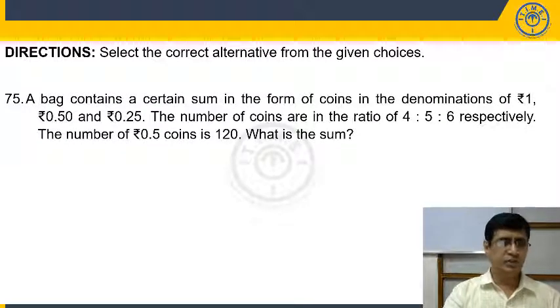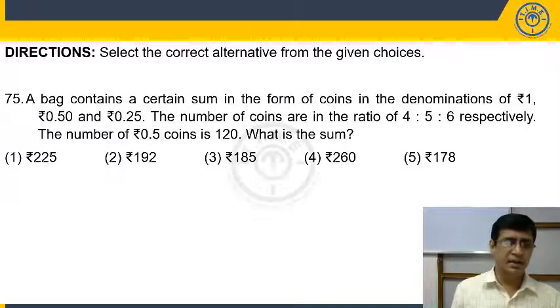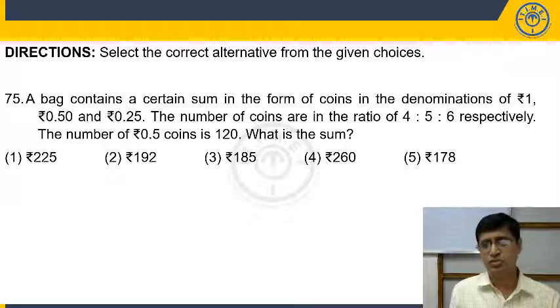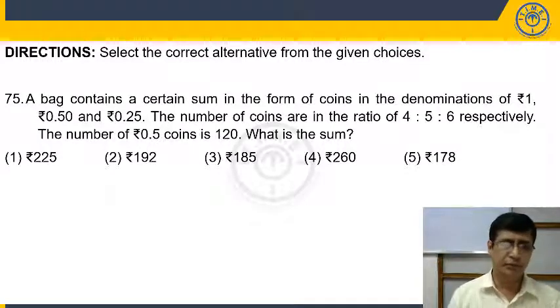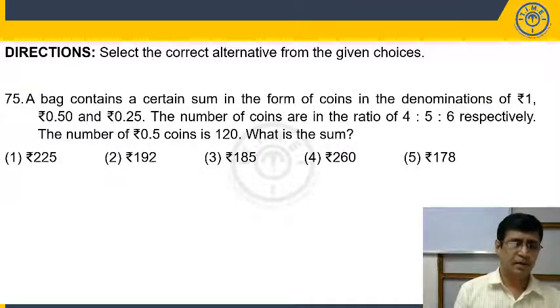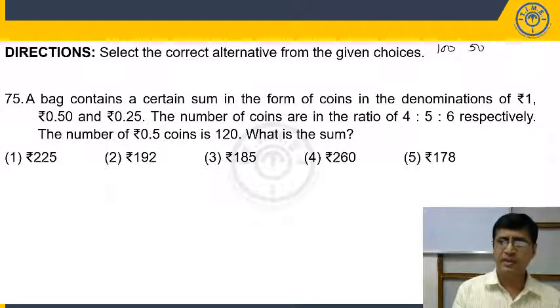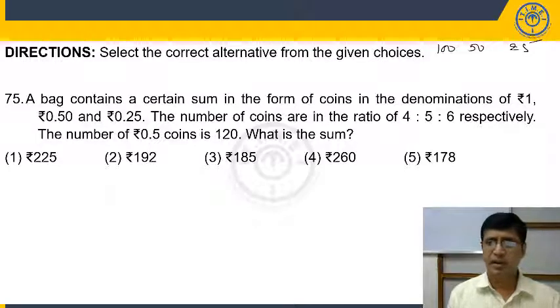Look at the next example on your screen. A bag contains a certain sum in the form of coins in the denomination of 1 rupee, 50 paise, and 25 paise. The number of coins are in the ratio 4:5:6 respectively. The number of 50 paise coins is 120. What is the sum? My dear students, if you observe this carefully, 1 rupee means 100 paise, then 50 paise, 25 paise. The ratio of the coins is 4:5:6.